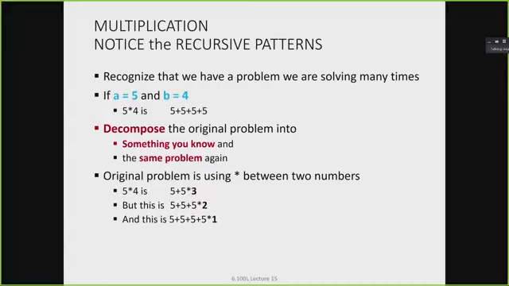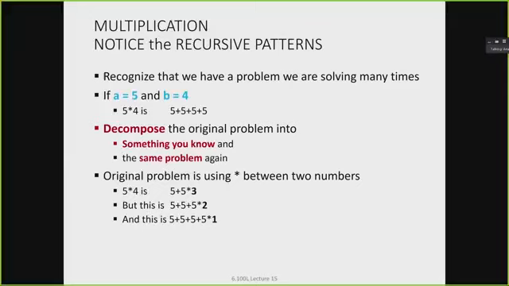I work best with actual numbers. So instead of using an abstract a and b, let's use a as 5 and b as 4 as an example. Let's say I want to use the star operator. That's basically the function I'm trying to implement. The star operator between 5 and 4. In the iterative sense, we said that's 5 plus 5 plus 5 plus 5, adding 5 4 times.